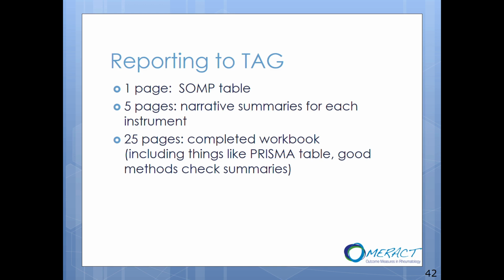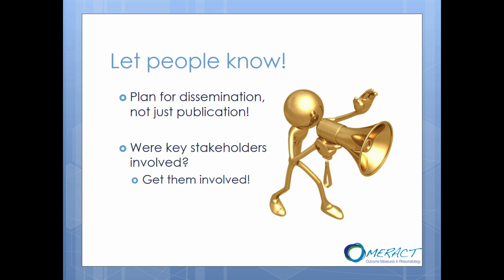It likely is going to be longer than 25 pages, but we'd like you to include things like your PRISMA table to show the flow of your literature review and selection of instruments. We need to see the good method checklists, that you did it with 2 people and you reached consensus on those methods. We need to see all of these details and have them available for us to review as we're reviewing your work. And be ready to let people know about your findings.